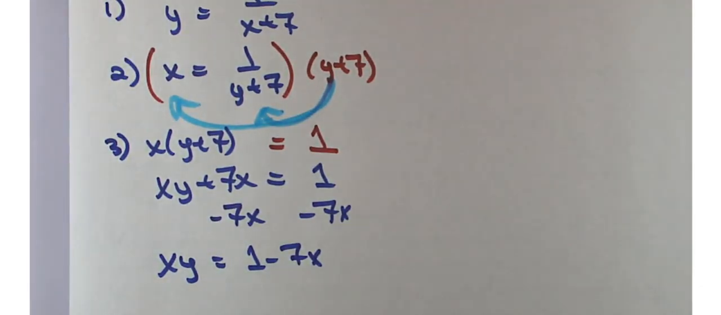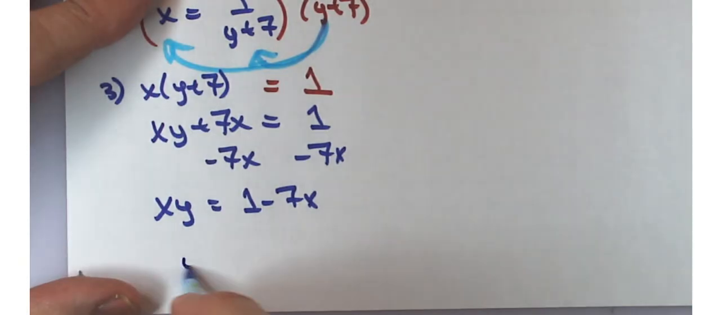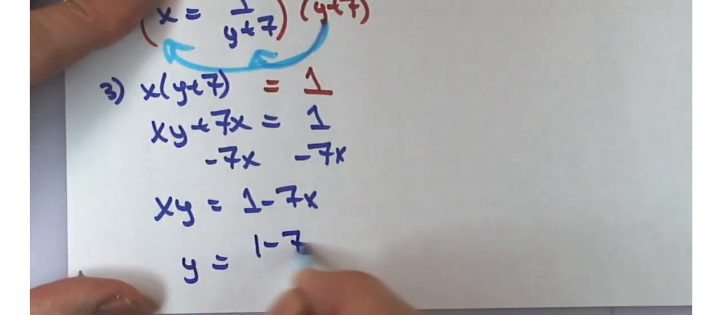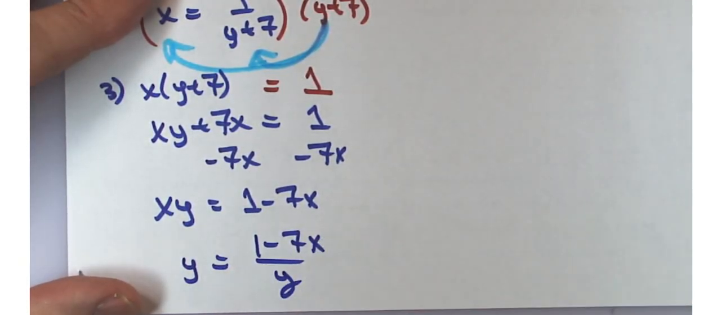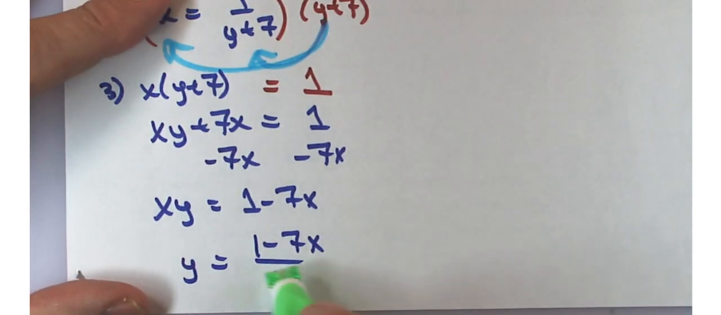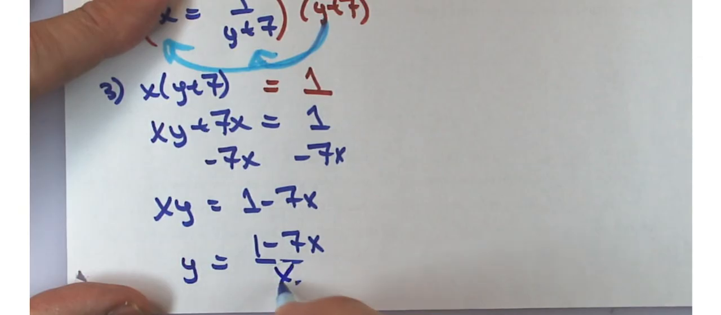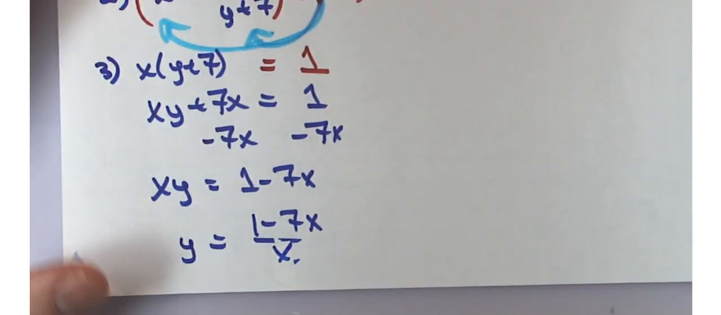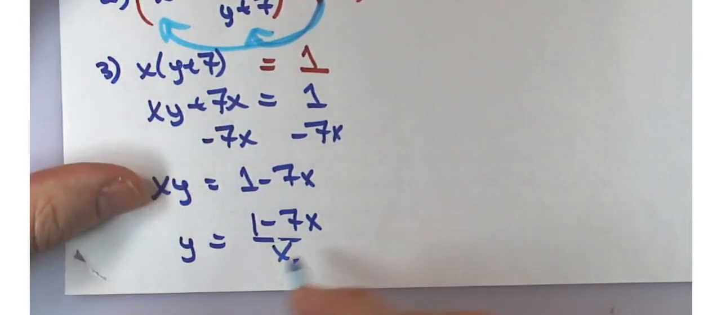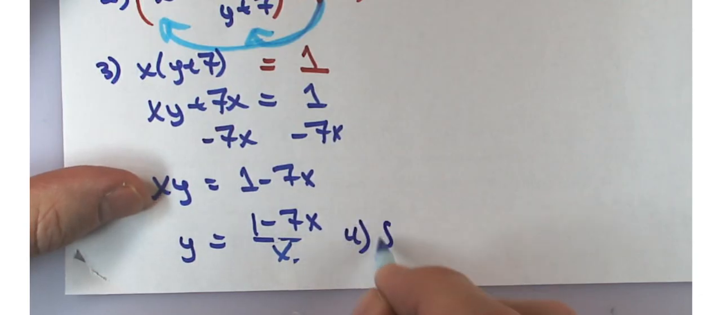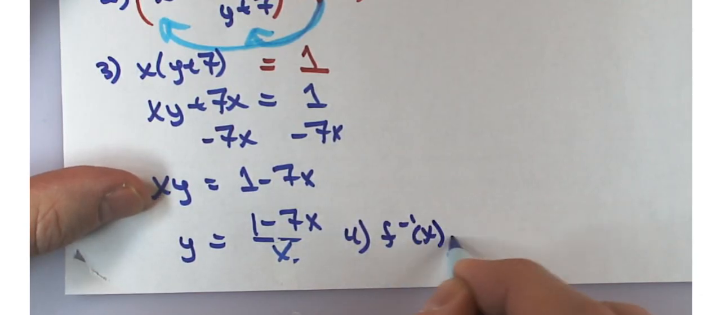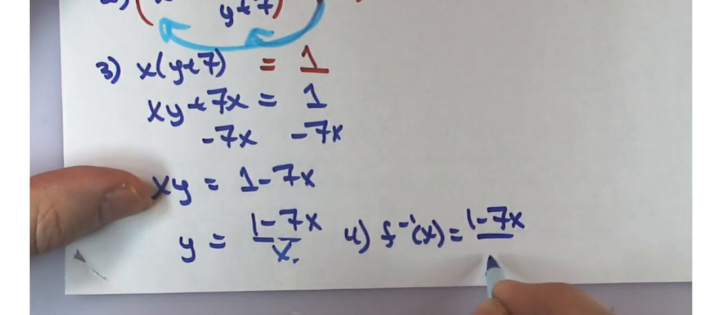What's the last step then? Divide by x. Yeah. Now we'll divide by x and get y equals 1 minus 7x over, excuse me, that should be an x. Nice. Over x. And finally, our fourth and last step is f inverse of x equals 1 minus 7x over x.